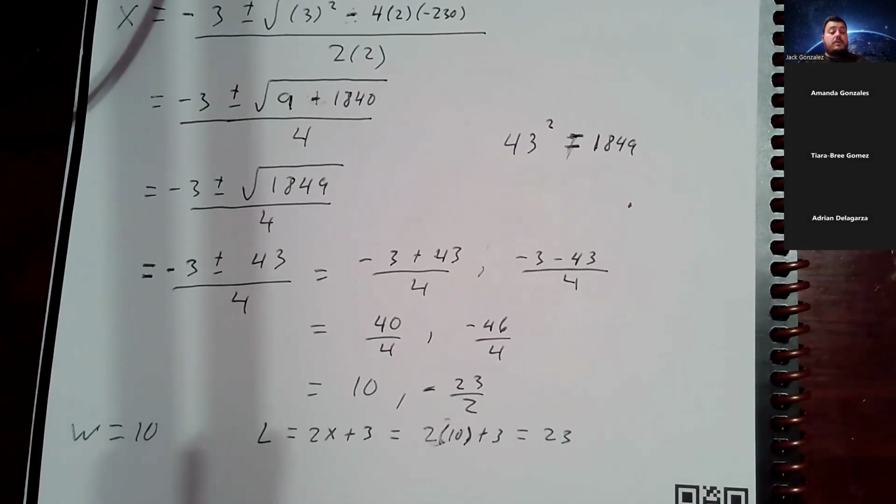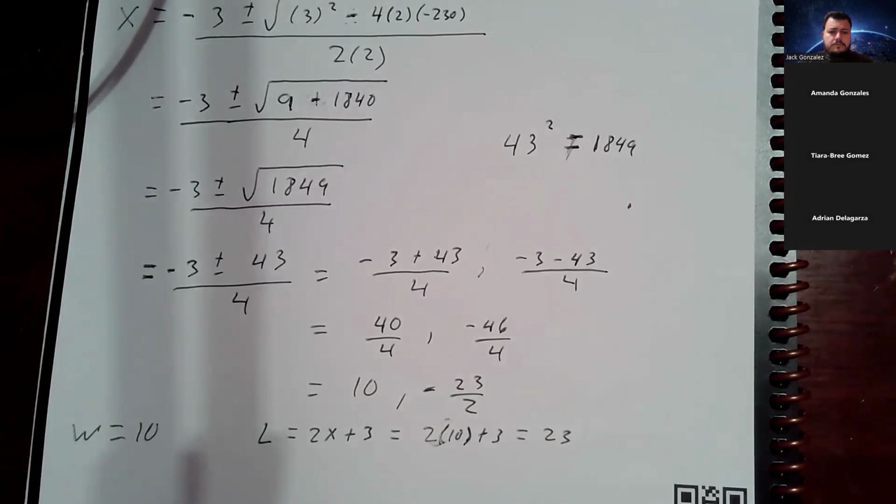Any questions on finding the width and length? Or the quadratic formula step or the setup? Okay. Move on to 13.